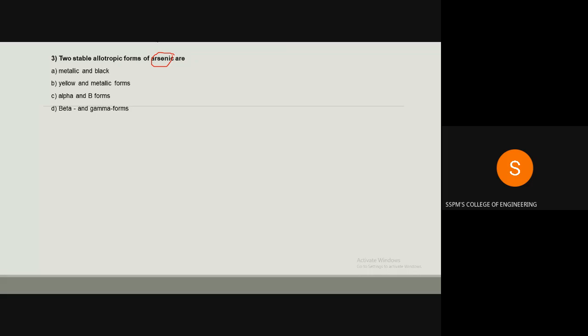That is, arsenic is also an element. It forms two stable allotropic forms, that is yellow and metallic forms. Metallic and black are allotropic forms of carbon. The other options are beta and gamma forms, alpha and beta forms. So the right answer is yellow and metallic form.